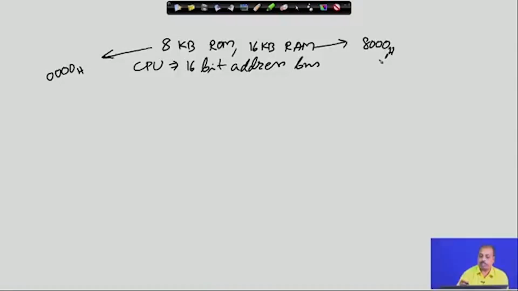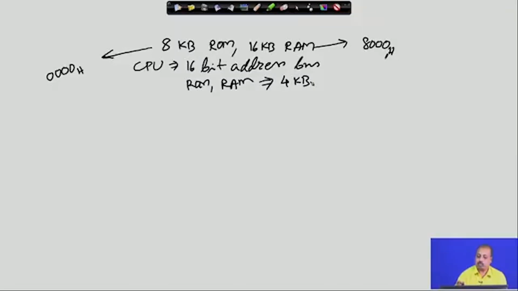It is given that the memory chips, both the ROM and RAM chips, are of size say 4 kilobyte. So, each of them is 4 kilobyte. To make an 8 kilobyte ROM, you need 2 such ROM chips. For making a 16 kilobyte RAM, we need 4 such RAM chips. So, how will this system look?